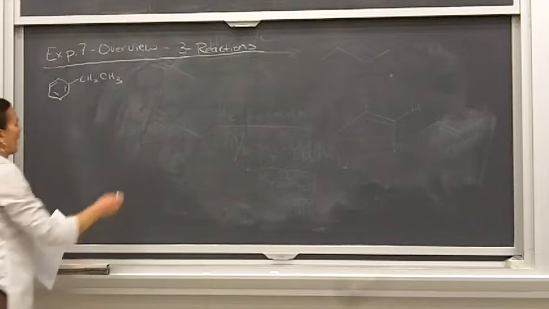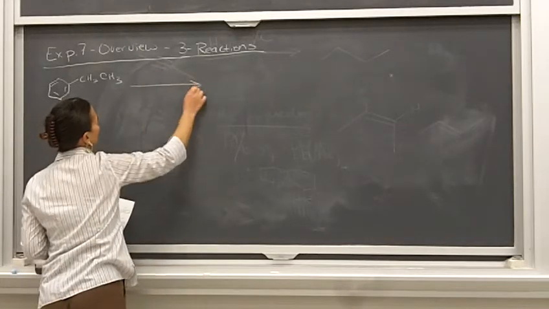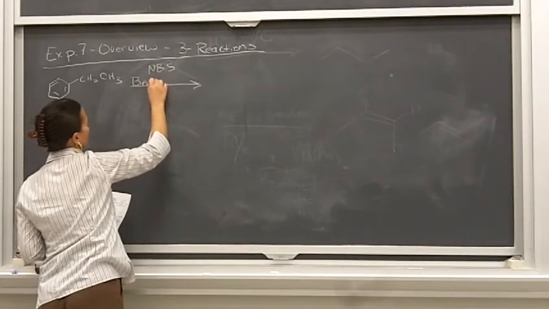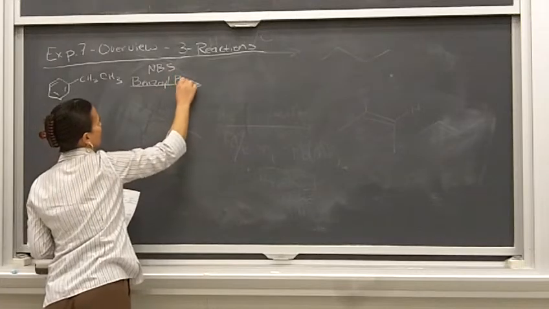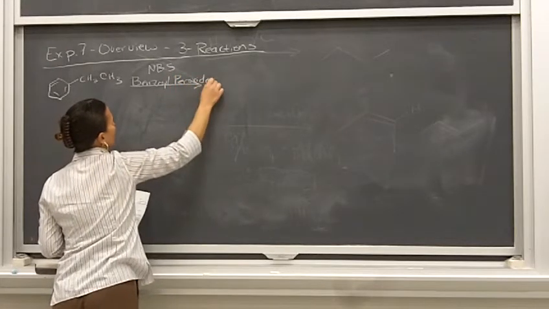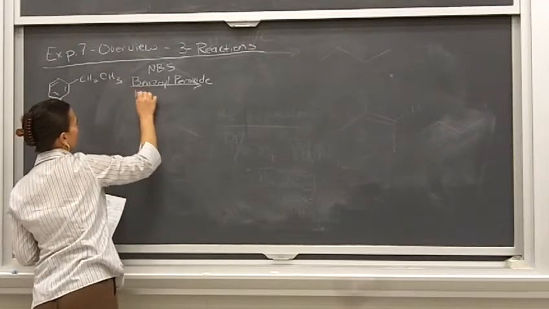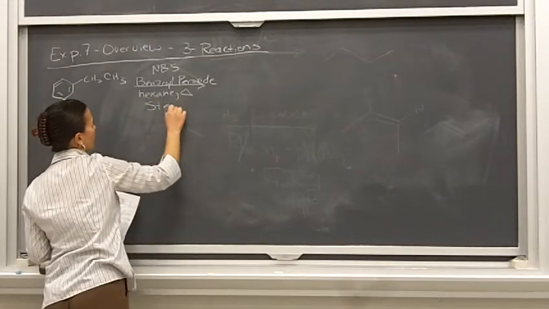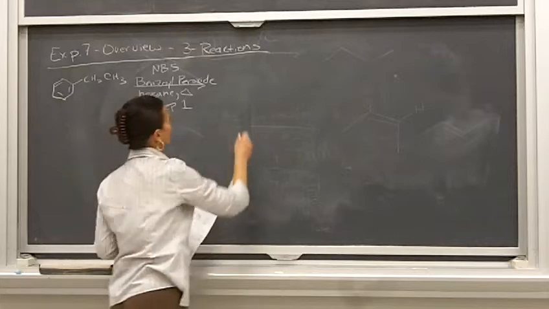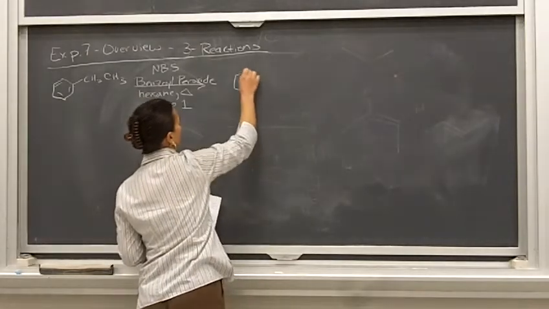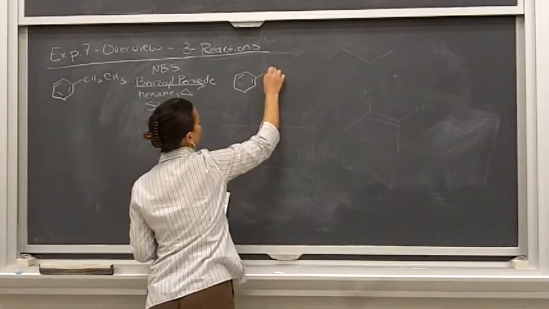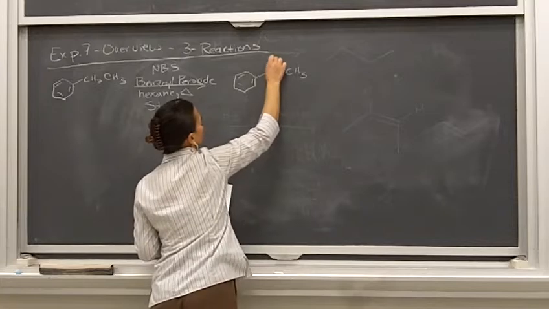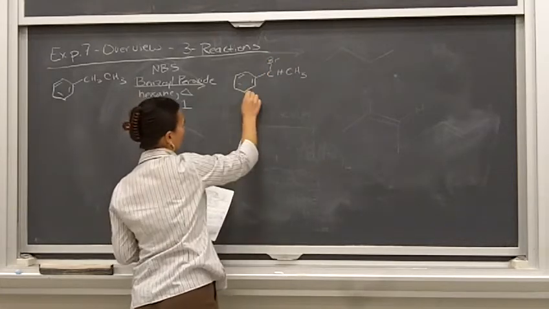And we're going to react that with NBS and benzoyl peroxide. So I'm going to fill you in on these guys here in just a second. And we're doing this in hexane. And we do it at reflux. We're adding heat to it. This is our step 1 reaction. And we'll be making bromoethylbenzene. And so that will be our step 1 product.